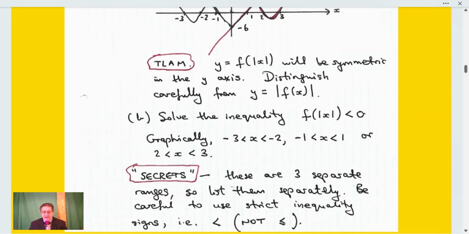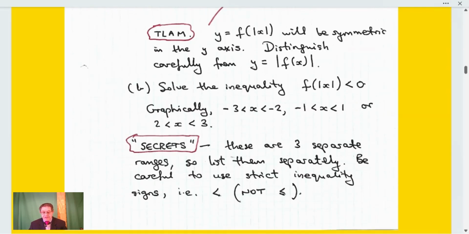We need to be careful to write the answer correctly. In other words, make sure we list these 3 areas separately, they are separate ranges, and not try in any way to combine them. Make sure we use strict inequality signs, we're not including the axis intercepts here, and make sure we use an or, not an and. X is in one of these regions, it's not in all 3 at the same time. And those are things examiners will be looking for when they mark this sort of question.